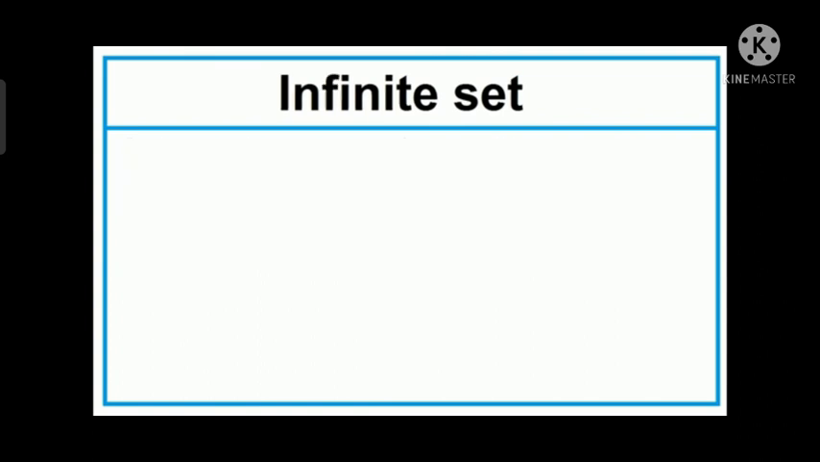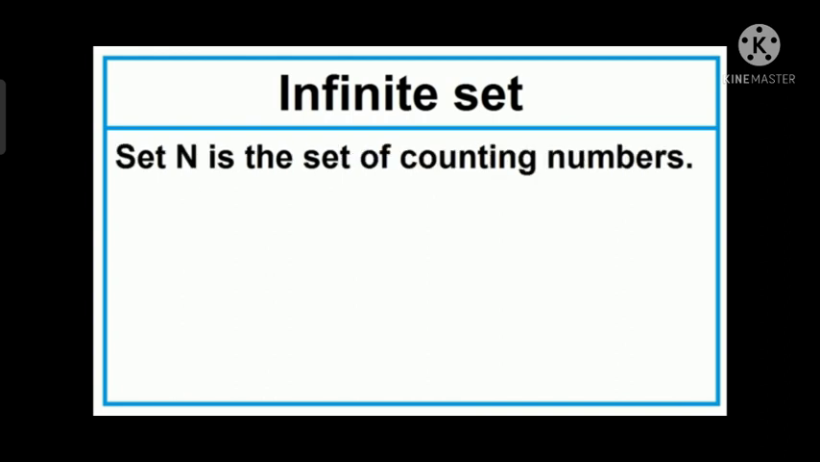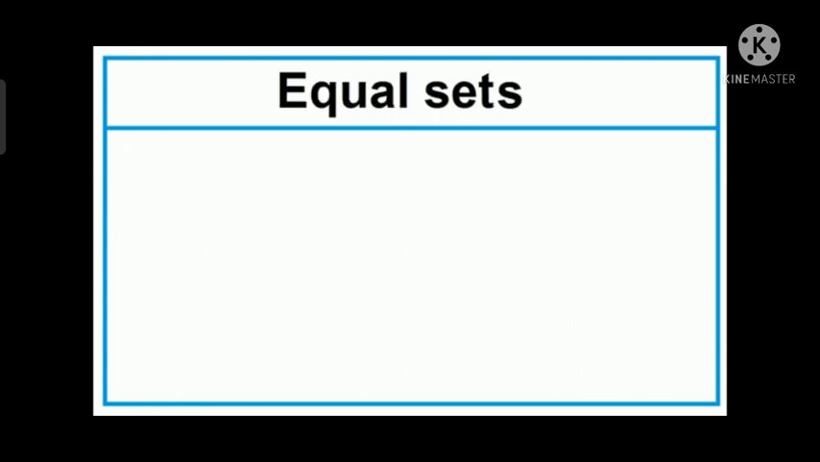Infinite set, a set with unlimited elements. Example, set N is the set of counting numbers. The elements of set N are 1, 2, 3, and so on. The cardinality of set N is infinite.